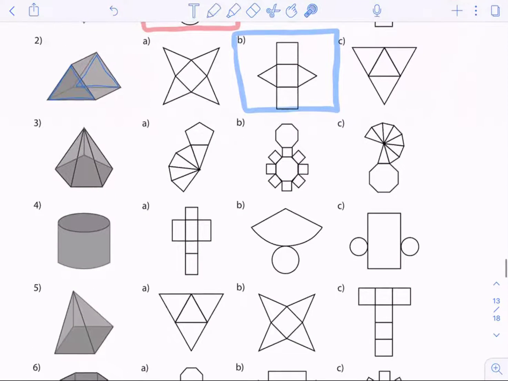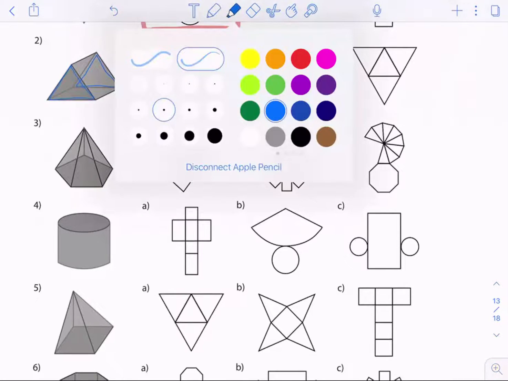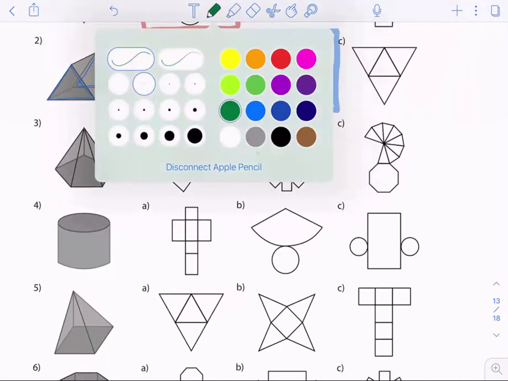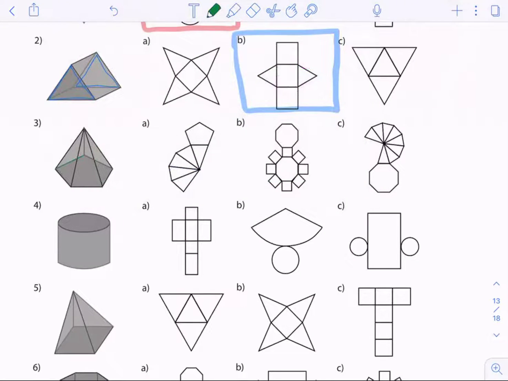Let's look at number three. Notice they all meet at a point. So this is a pyramid. If I'm looking at a pyramid and the base is a 1, 2, 3, 4, 5, so I'm looking for a pentagon. That means my lateral faces are triangles. So I should have 5 triangles and a pentagon. So 1, 2, 3, 4, 5 triangles and a pentagon.